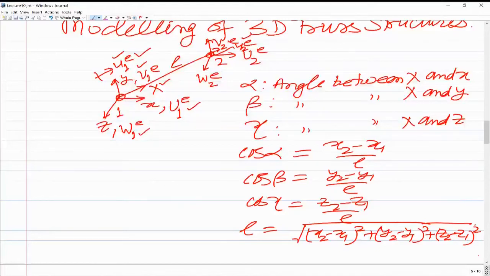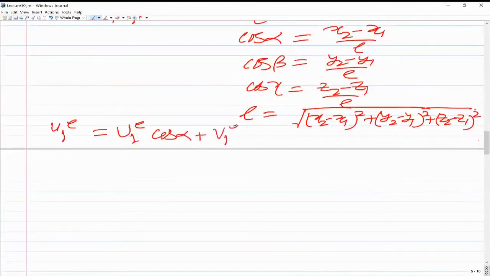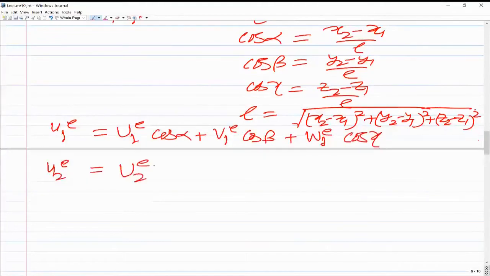If you write that, you can say straightforward that small u1e would be equal to capital U1e cos alpha plus capital V1e cos beta plus capital W1e cos gamma. Similarly, you would be able to write at the second node that small u2e would be equal to capital U2e cos alpha plus capital V2e cos beta plus capital W2e cos gamma.